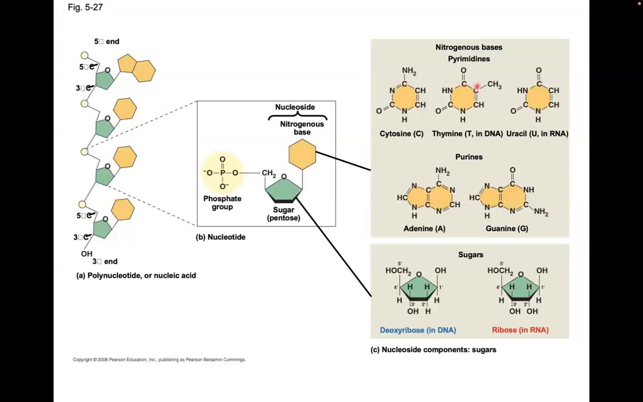The nitrogenous bases are divided into two: the pyrimidines and the purines. The pyrimidines are cytosine, thymine in DNA, and uracil in RNA. The purines are adenine and guanine. Now the sugar molecules: in deoxyribonucleic acid, the OH group on the pentose sugar loses one of its oxygens. This is why we call it deoxy. It lost oxygen, while the ribose in RNA has its oxygen.